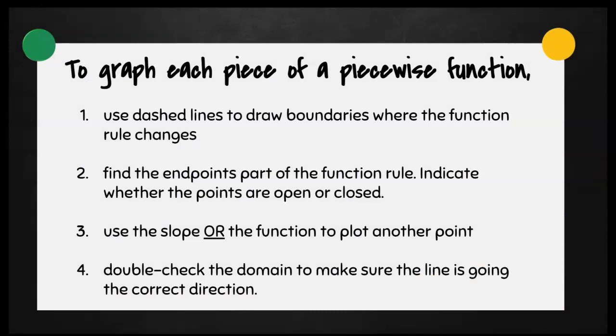Now to graph each piece of a piecewise function, you want to use dashed lines to draw the boundaries where the function rule changes. You are then going to find the endpoint of the function rule, and indicate whether those points are open or closed. Then you're going to use the slope or the function to plot another point. Double check your domain to make sure the line is going in the correct direction.